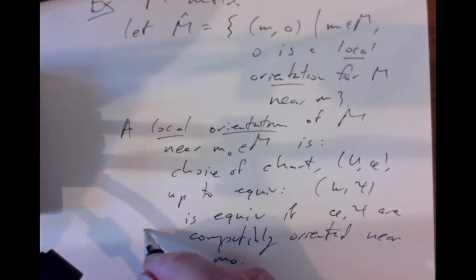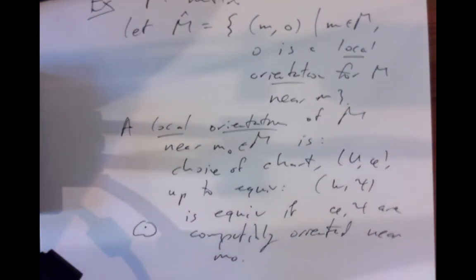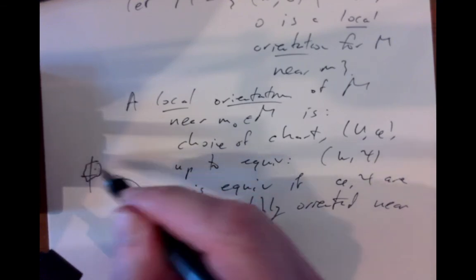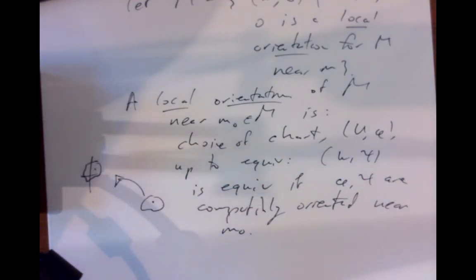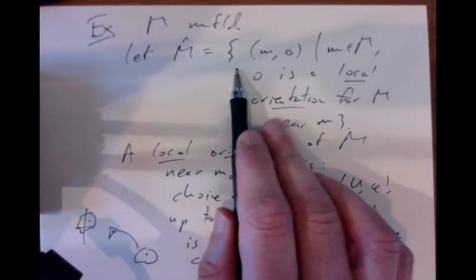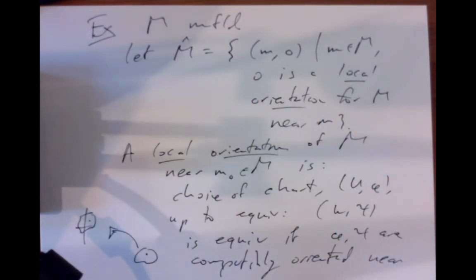So the picture, you sort of somehow have a chart defined for this guy. You somehow chart it with something. But you get to change the chart. It doesn't matter if you use a different chart from me, it's fine. They're equivalent as long as they agree about the orientation near the point. And that's how we can define orientation near a point. And if we define M hat to be the set of choices of point and nearby orientation, so for each point it picks out an orientation nearby.